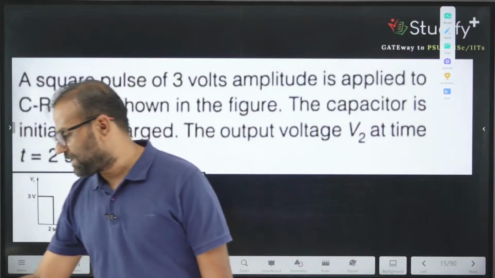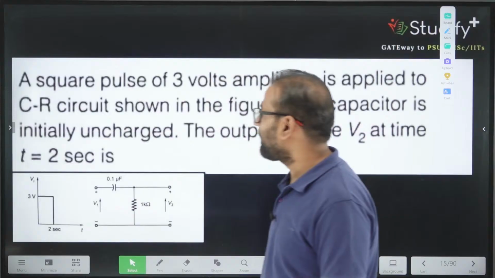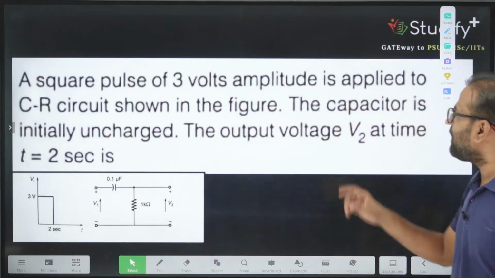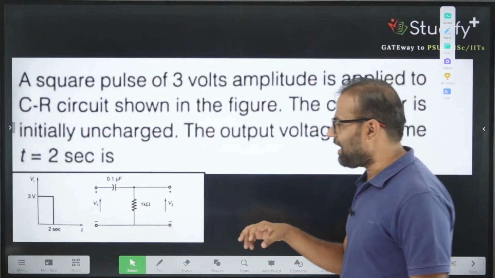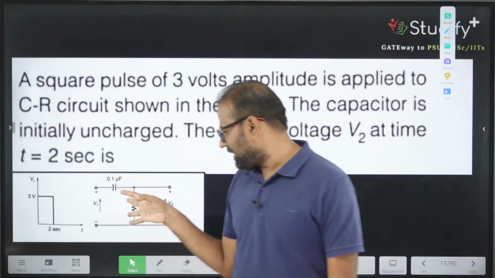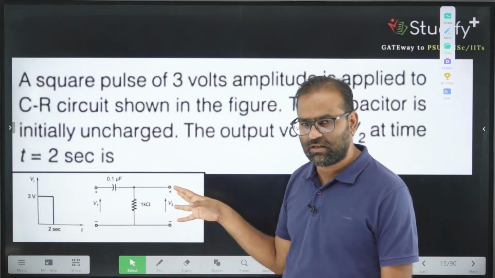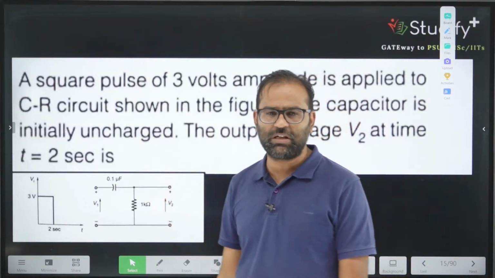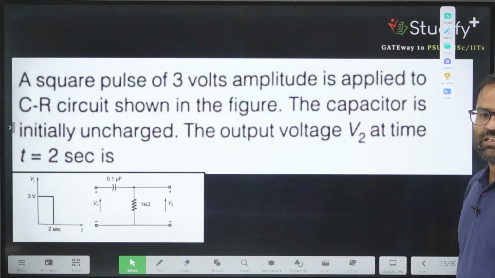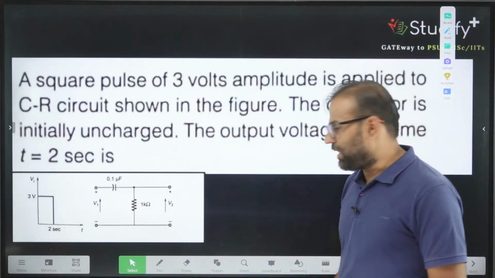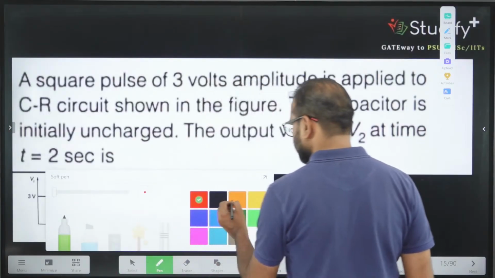I have one question, and what this question is saying: a square pulse of 3 volt amplitude is applied to an RC circuit. This is an RC circuit, as you know. This is the resistance, and you are taking output across this resistance. So this is a high pass filter kind of circuit. The capacitor initially is uncharged, and we are interested in the output voltage V2 at t equal to 2 seconds.